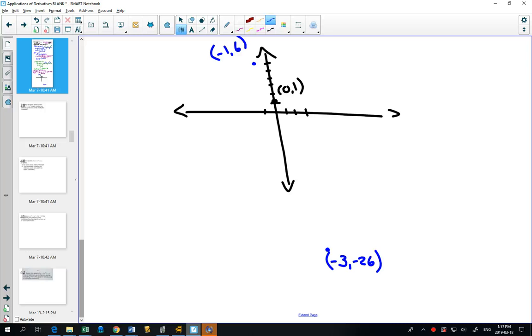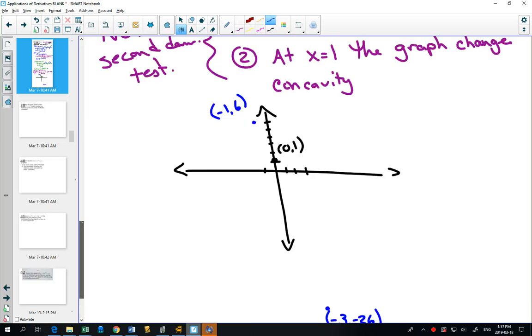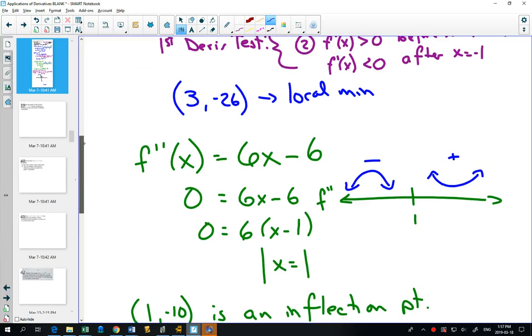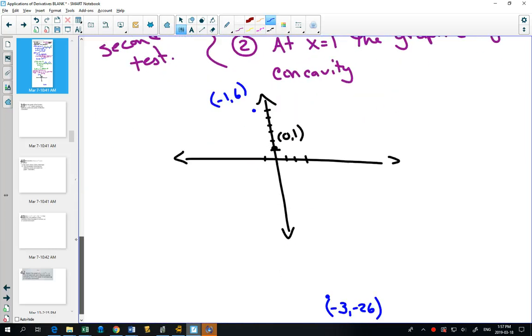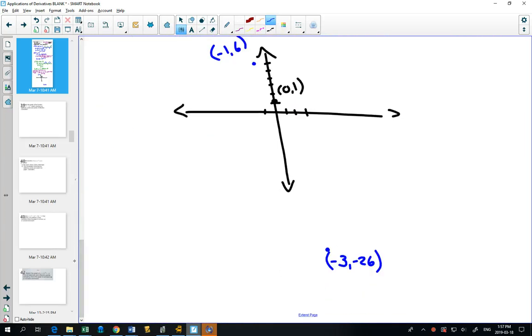And finally, after we found out our maxes and mins in blue, if we go back to our notes, we then went to green and found our inflection point at 1, -10. So if that's -26, +1, 1, -10 as an inflection point. So with that, we can draw our final graph.